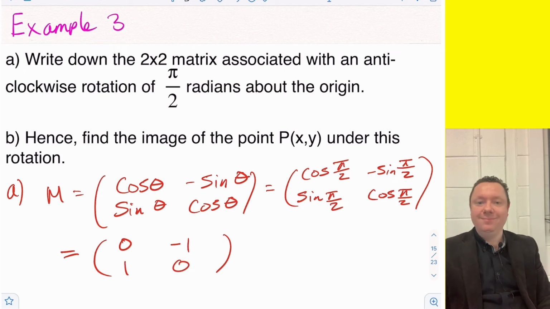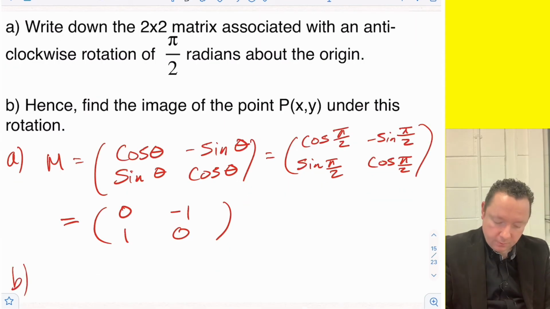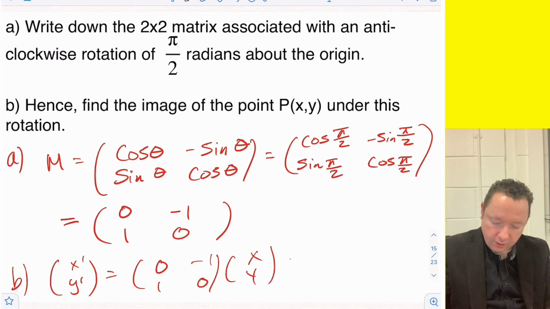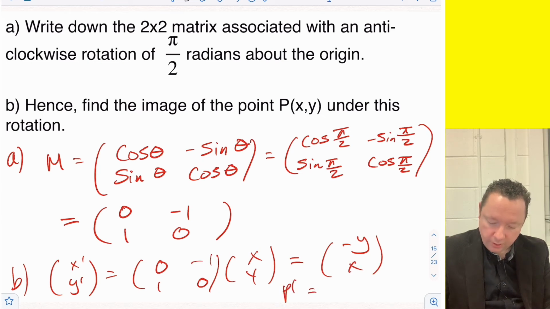And we're done. Now you could have just got that down if you had just memorised it, but there's a way to get it from scratch. Let's do part B. So part B, our image equals our transformation matrix times our point. So that gives us minus y, x. So our image point is just minus y, x.